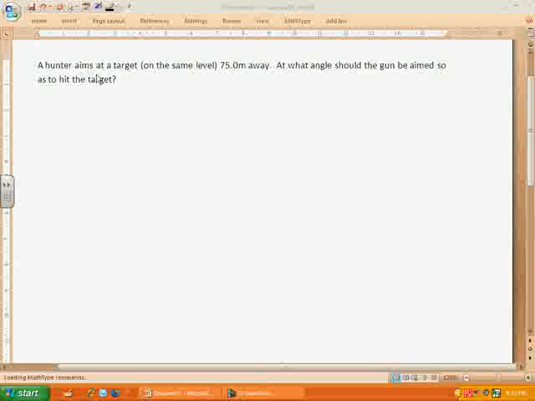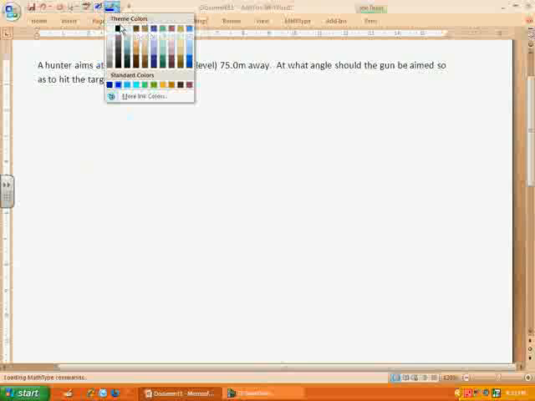So this is a hunter aiming his gun at a target, which is on the same level 75 meters away. The question is, at what angle should the gun be aimed so that he hits the target? Okay, so that's what we're going to do. We're going to go ahead and try to figure that out.